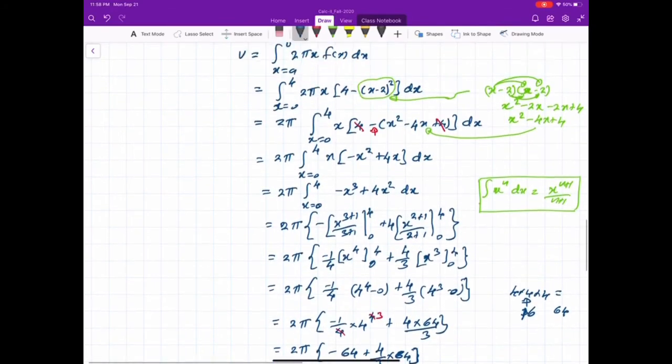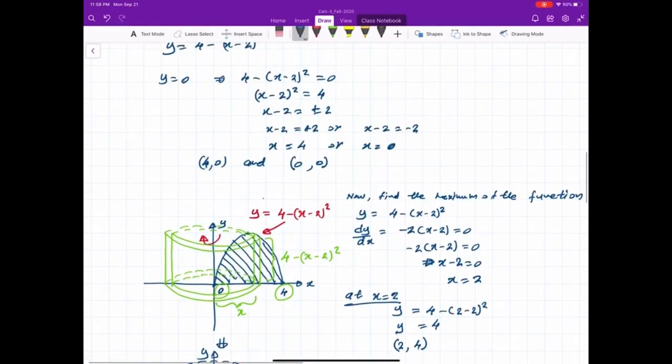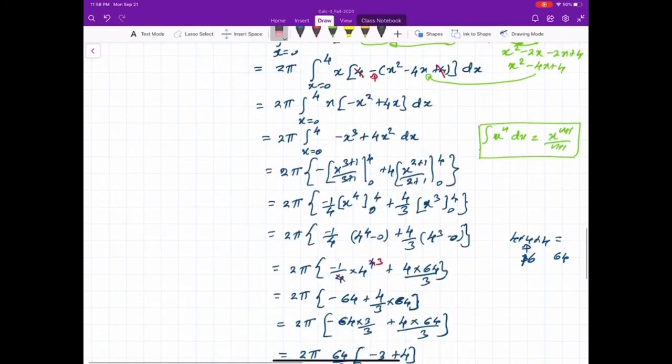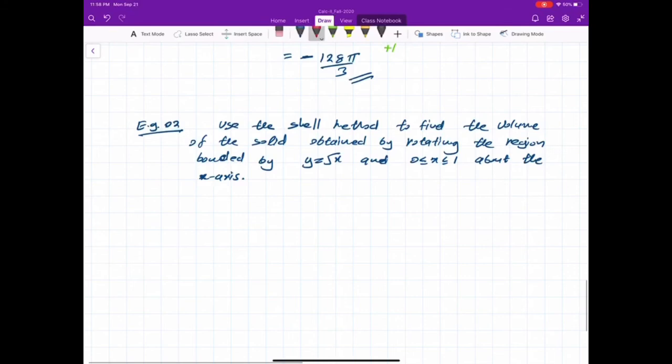In the previous case, we were rotating about the y-axis. See, we were rotating about the y-axis. In the new problem, we are rotating about the x-axis. Okay, the given information is this function, and that is given to you. It is rotating about the x-axis. Right. First of all, we have to draw this.